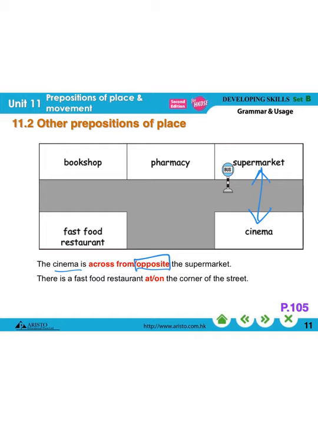And then there is a fast food restaurant at or on the corner of the streets. Of course, if you really want to use at the corner of the street or on the corner of the street, you can also use it with the cinema, the bookshop, or the supermarket, because they are also at the corner or on the corner of the street. So let's see which prepositions of place you want to use.